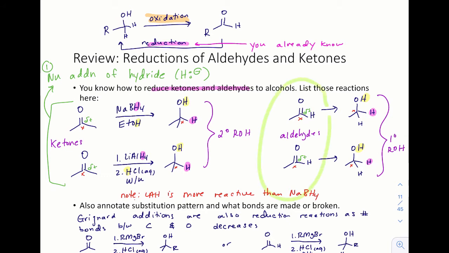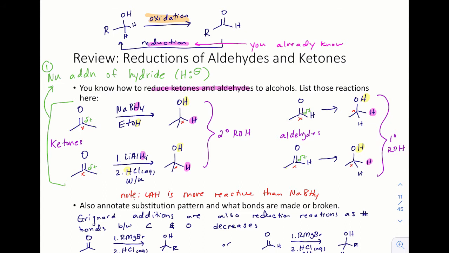Aldehydes also undergo these transformations to generate primary alcohols, and that is simply because they start out with one alkyl group compared to the two alkyl groups of ketones, and so they end up with one alkyl group. They will be primary alcohols.